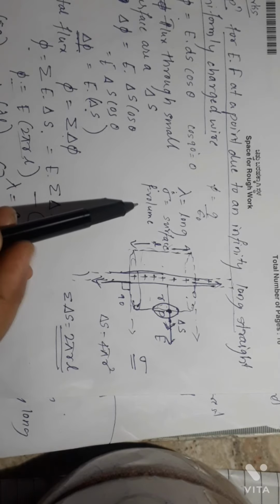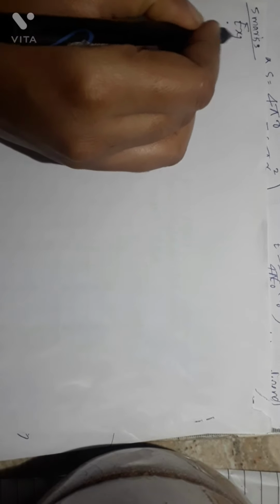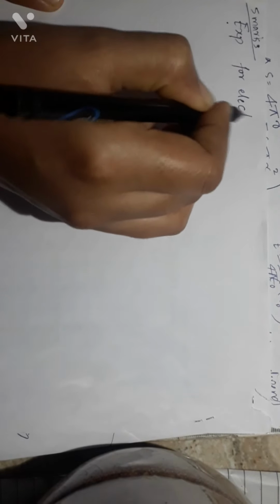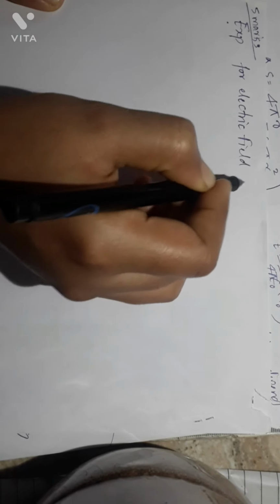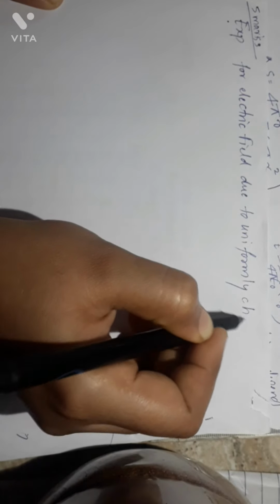Next we'll go to the infinite plane sheet derivation. Using Gauss law you can get the expression for the electric field due to a uniformly charged infinite plane sheet.